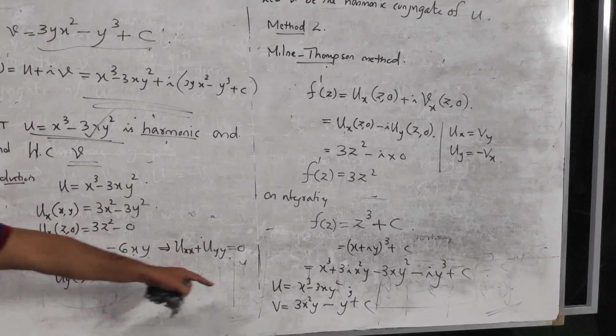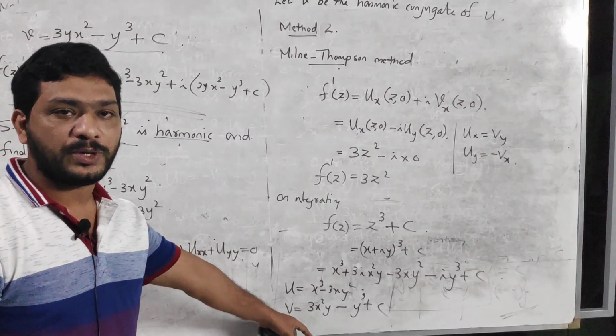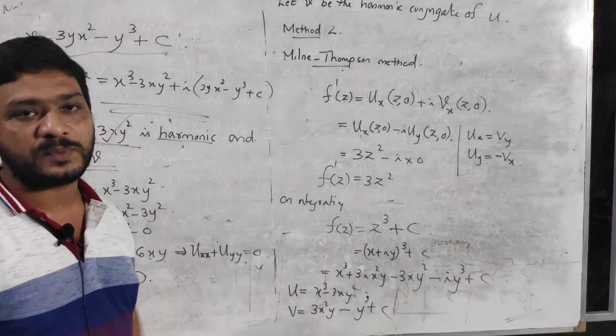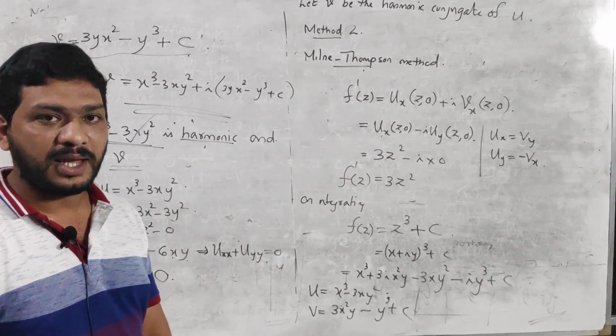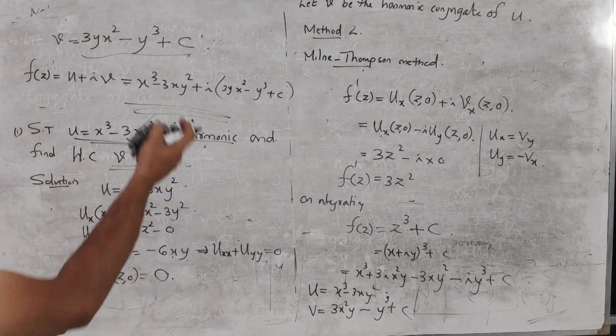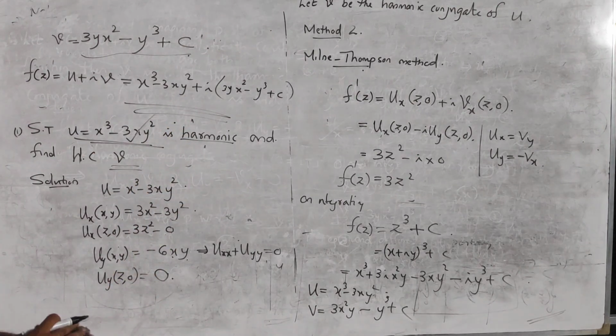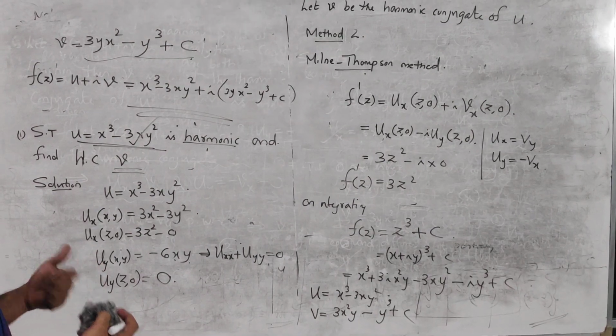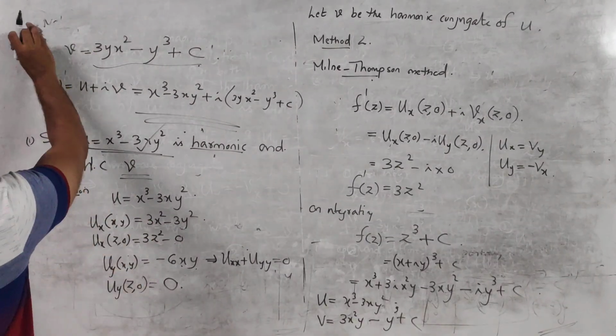So this is another method for finding the harmonic conjugate or the function, that is the Milne-Thomson method. I already told you that I will discuss how to obtain the Milne-Thomson formula. Now I will discuss how we can obtain this formula. Listen here.